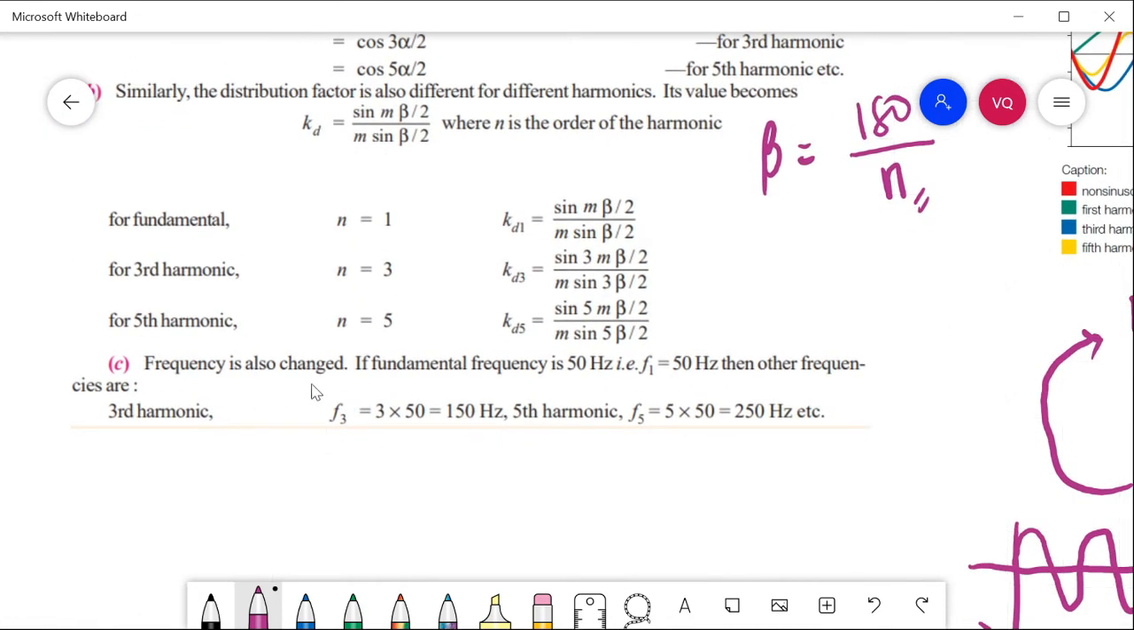Frequencies also change. If fundamental frequency is 50 Hz, so F1 denotes the fundamental, equal to 50 Hz. Then other frequencies are, for third harmonic, F3 is equal to 3 times 50. Fifth harmonic, F5 is equal to 5 times 50, etc. So if you have seventh harmonic, F7 is equal to 7 times 50.